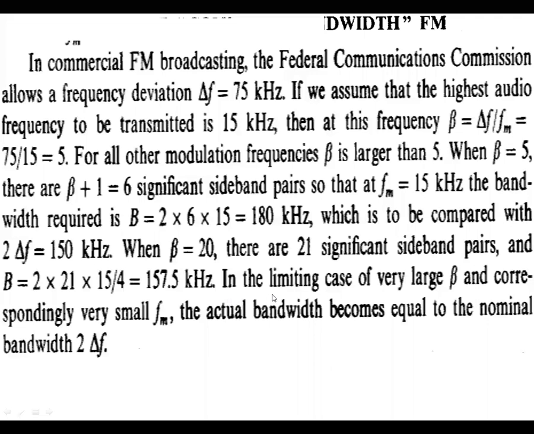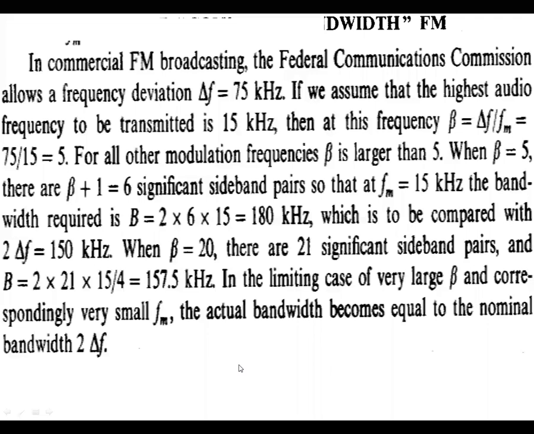So in the limiting case of very large beta and correspondingly very small FM, there is a limiting factor on FM, a reducing factor like by 4. At larger beta, the FM is very small. So the actual bandwidth becomes equal to the normal bandwidth, 2 delta F. The actual bandwidth is 2 into beta plus 1 into FM. Normal bandwidth is 2 into delta F plus FM.